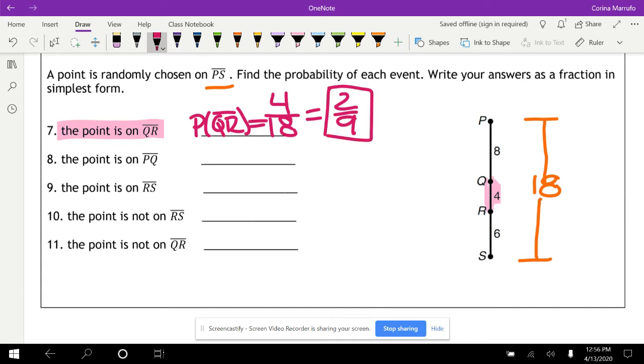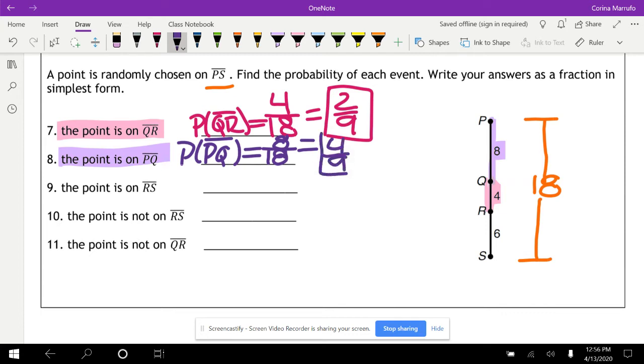All right, the next one. So now we're going to see the probability of landing on PQ. So here is from P to Q. From P to Q is 8. The probability of landing on P to Q is 8 out of the total, which the total probability is 18. Okay, the whole line is 18. We go ahead and take 8 over 18 and we reduce the fraction, and that gives us 4 over 9.